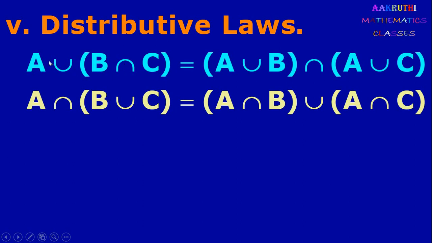Same like that, if it is A union B intersection C, you start with A union B, and you write the middle as it is, intersection. Then again you write A union C. Same type, A intersection B union C equal to A intersection B union A intersection C.